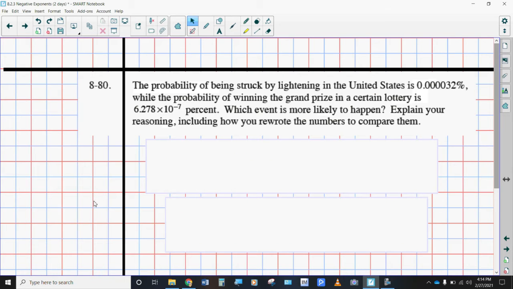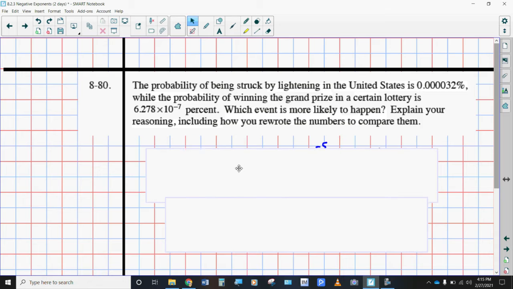Okay. The probability of being struck by lightning in the United States is this number percent, and I can tell you what this number is. Just give me a second. 1, 2, 3, 4, 5, 6 decimal places, so it ends in the millionths place, so that is 32 millionths of a percent. While the probability of winning the grand prize in a certain lottery is 6.278 × 10⁻⁷ percent. Alrighty, I'm not quite sure what that number would be. We can figure it out. Our task is to figure out which event is more likely to happen and explain your reasoning.